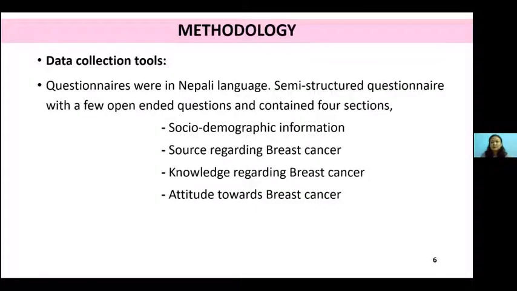For the data collection tool, this is a semi-structured questionnaire, which has a few open-ended questions and contains 4 sections. The questionnaire was divided into socio-demographic information, source regarding breast cancer, knowledge regarding breast cancer, and attitude towards breast cancer.